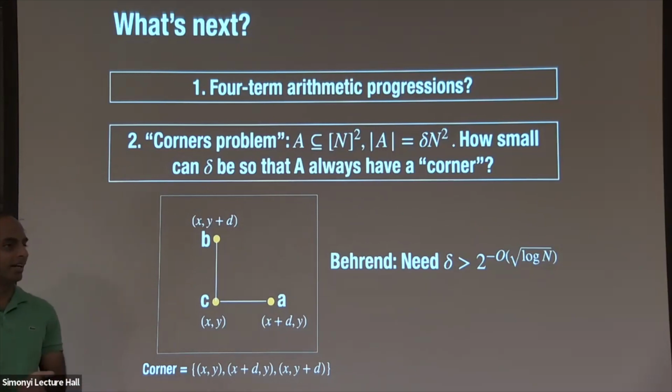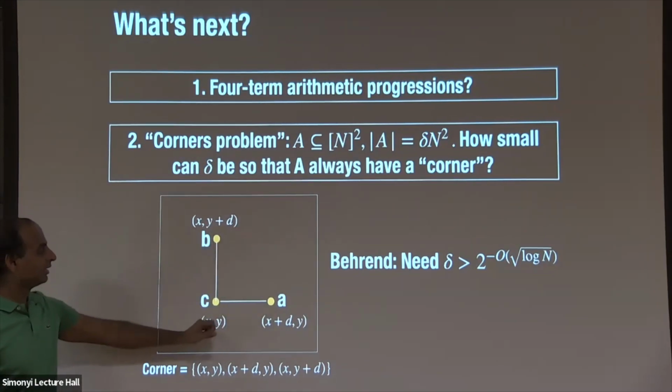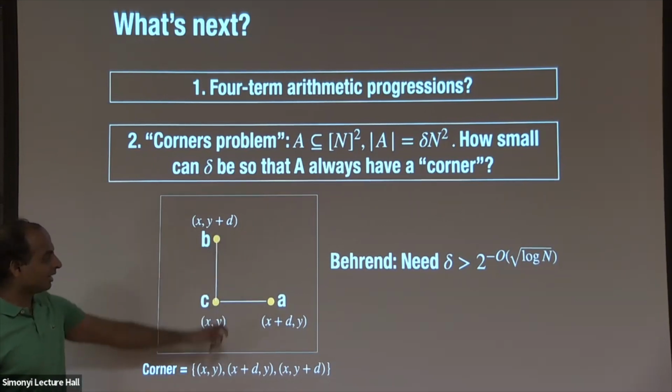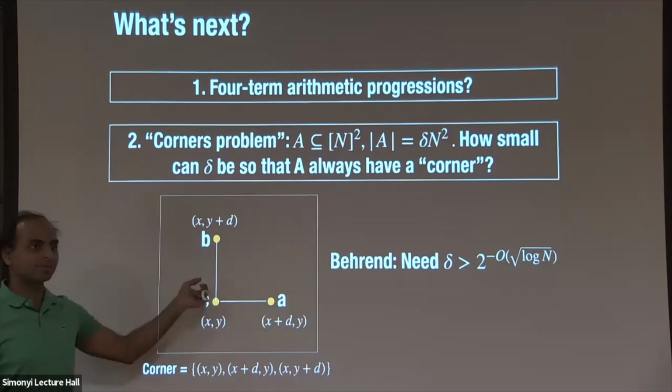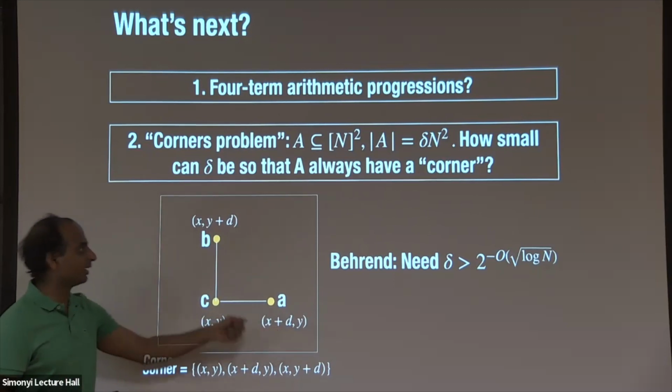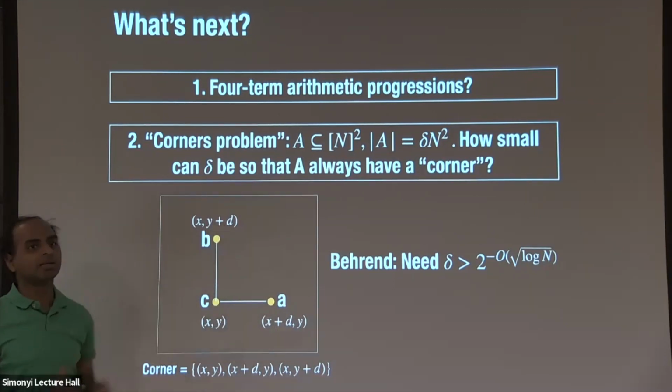And the only thing again that I know is that it has delta fraction of the total number of pairs, which is n squared now. How small can this density be, while always guaranteeing that you get a corner? A corner just means a triple of points A, B, C such that the length of A minus C is equal to length of B minus C, and they're basically along the X and Y axis. So I want to find 3 points, one is (x, y), x plus d comma y, and x comma y plus d.